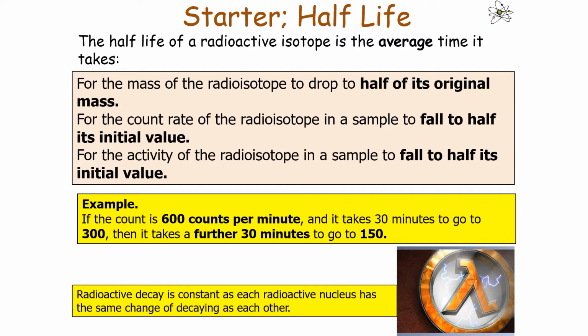Now, the radioactive decay is constant as each radioactive nucleus has the same chance of decaying as each other. So the random nature of radioactive decay requires repeat readings to be made over a long period of time, as this will minimize any random error you get in your investigation.